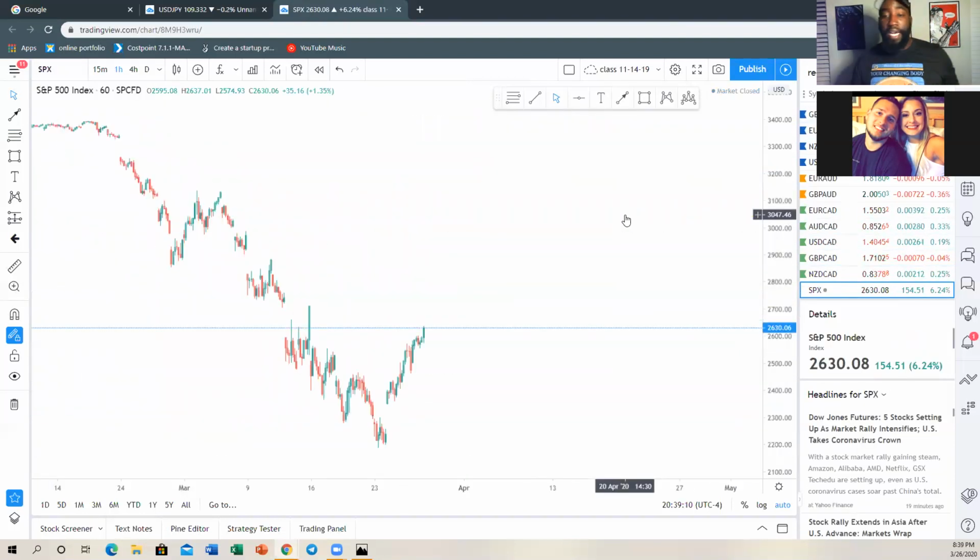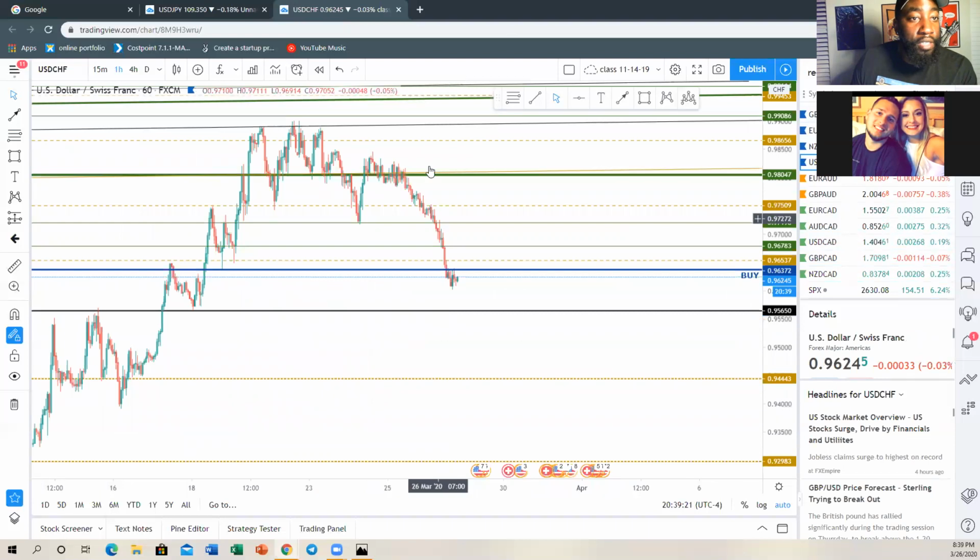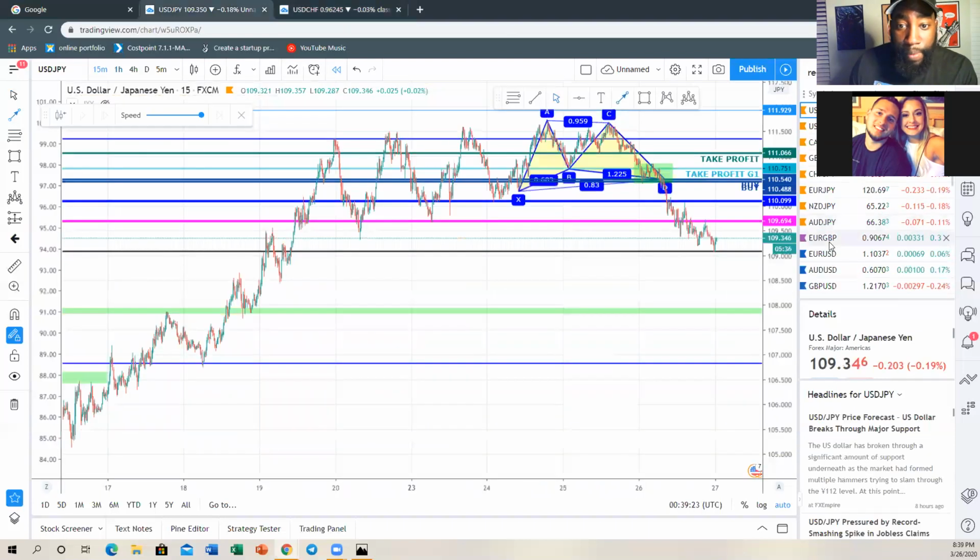So yeah, with that being said, I made this class very fast, very short. What was the pattern you showed on USD CHF? Oh, I'm about to get off real quick. Hold on real quick. This one right here. This was the Gartley for the buy. It was on this one actually. This is my problem. I have too many freaking pairs.